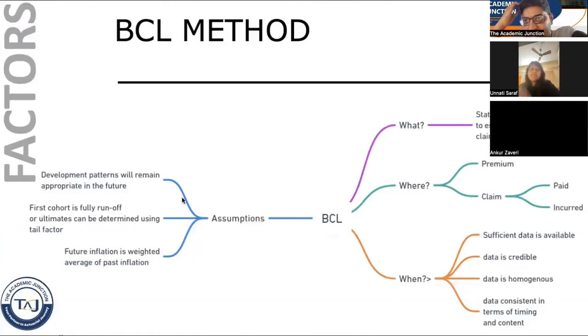So multiple methods are there, right? Multiple classes. The most basic method, you guys should know it. Basic chain ladder method. So can you tell me how you go about with the basic chain ladder method? Somebody?